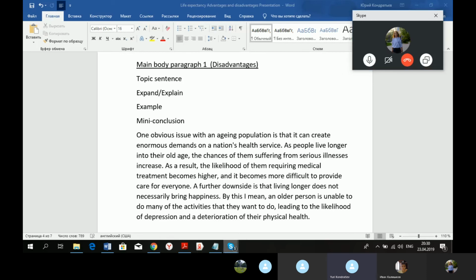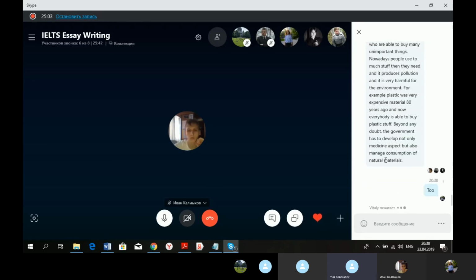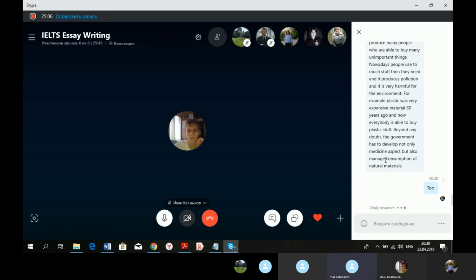Okay, so let's look at advanced variants. Increased level of life produces many people who are able to buy many unimportant things. Nowadays, people use too much stuff. Well, first of all, too, the spelling is double O, and second, stuff, it's spoken. You're writing an academic essay, and it is not suitable in terms of style. So you say too many things, for example. Okay, you've already used things, so stuff is not suitable.